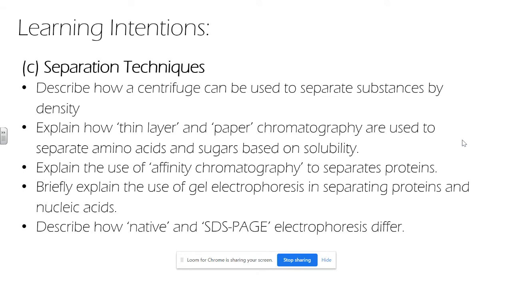So, describing how a centrifuge can be used to separate substances by density, how thin layer and paper chromatography are used to separate amino acids and sugars based on solubility. We'll explain the use of affinity chromatography to separate proteins, briefly explain how gel electrophoresis is used in separating proteins and nucleic acids, and describe how native and SDS PAGE electrophoresis differs.